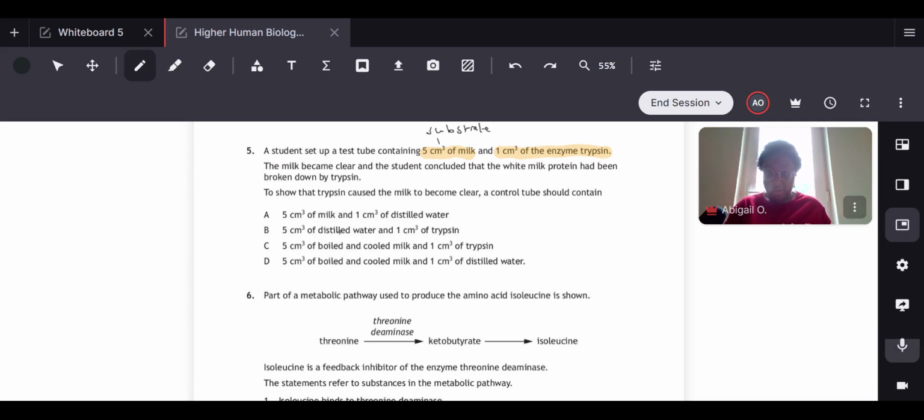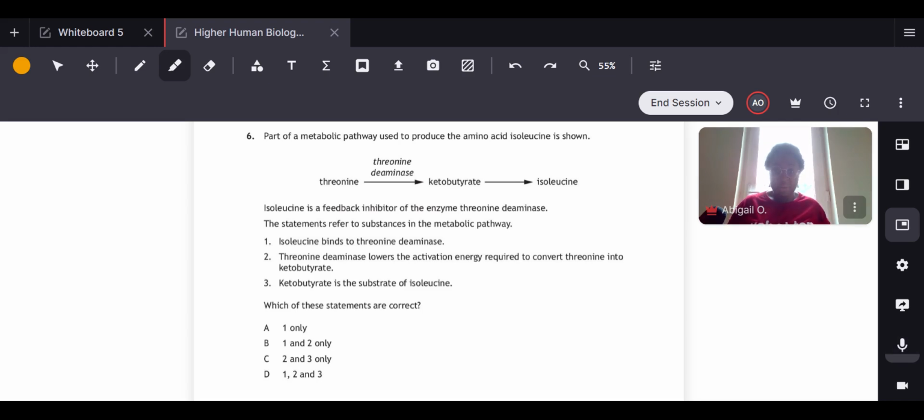So 5 centimeters cubed of distilled water and 1 centimeter cubed of trypsin. It's not going to be this because water is not our substrate. So even if we do add trypsin, it's not going to do anything. So that's not the answer. Boiled and cooled milk is also not going to be the answer here because although we're using milk, boiling and cooling milk is not what we're trying to do in the original experiment. That's going to change the chemical composition of the milk and give us a different experiment. So the answer here is going to be A. The adequate control is to use 5 centimeters cubed of milk and 1 centimeter cubed of distilled water.